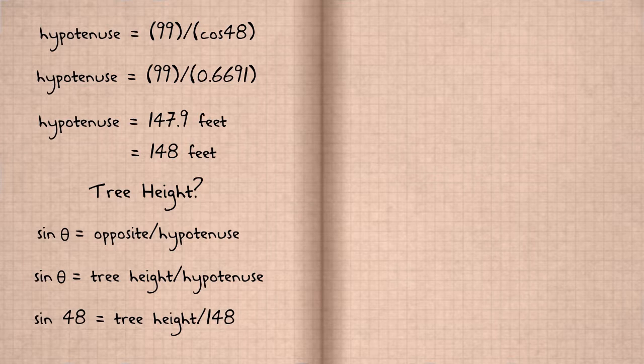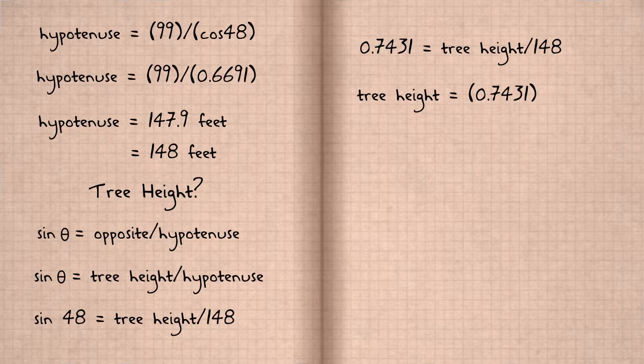Referencing a sine table, or once again a calculator if one is available, we find that sine of 48 degrees is 0.7431. Carrying out the basic algebra, we see that tree height is equal to 0.7431 multiplied by 148, which gives us 109.9 feet. We can round that to 110 feet.